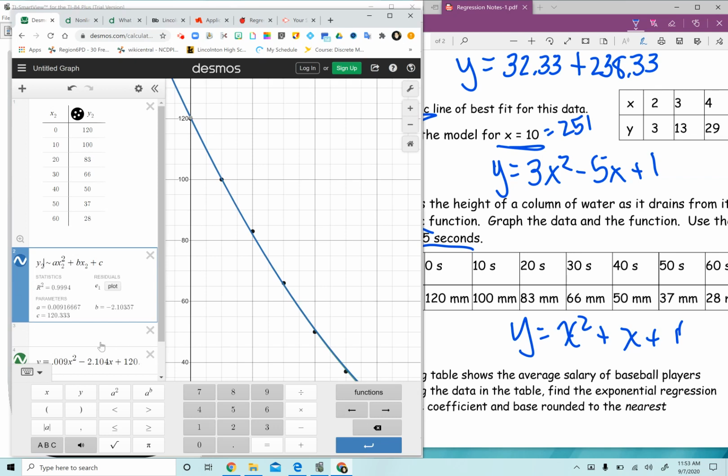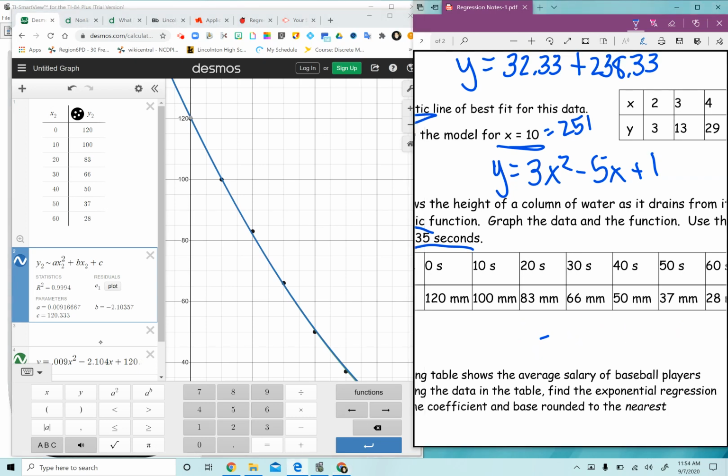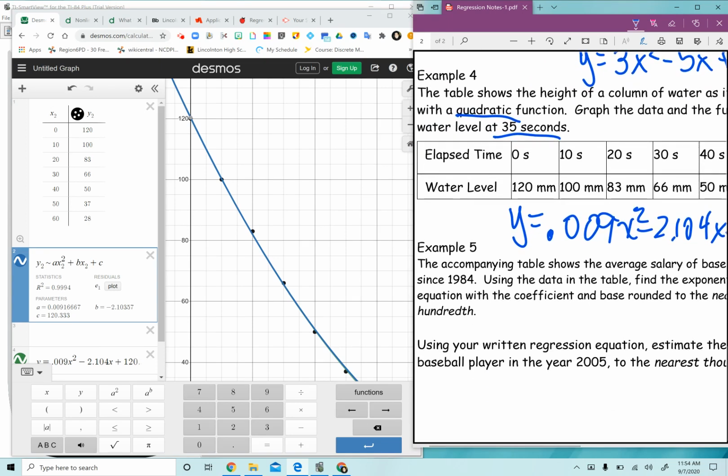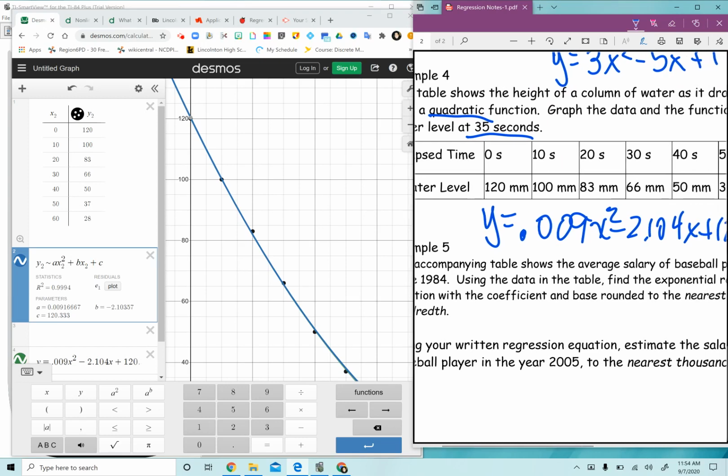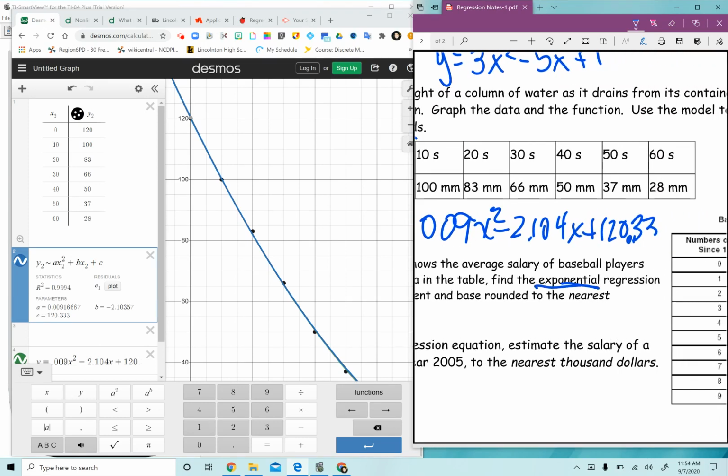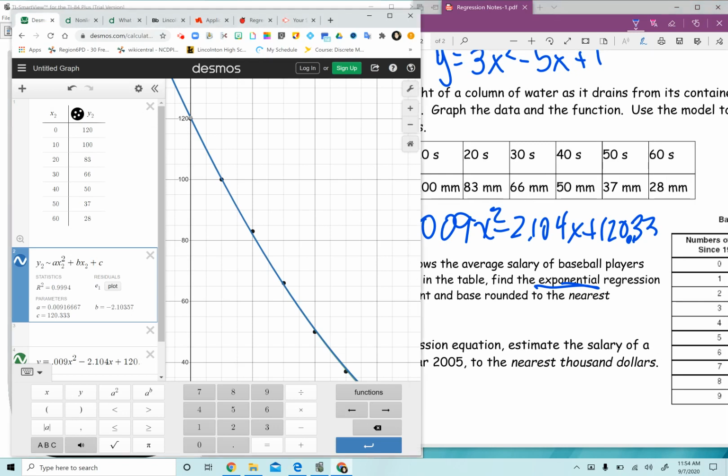Ta-da! Wondered why that didn't work out. So y equals, now you know, gotta pay attention to all the parts. X squared minus 2.104x plus 120.33. All right, moving on. It says the table shows the average in exponential regression. So let's use an exponential regression.